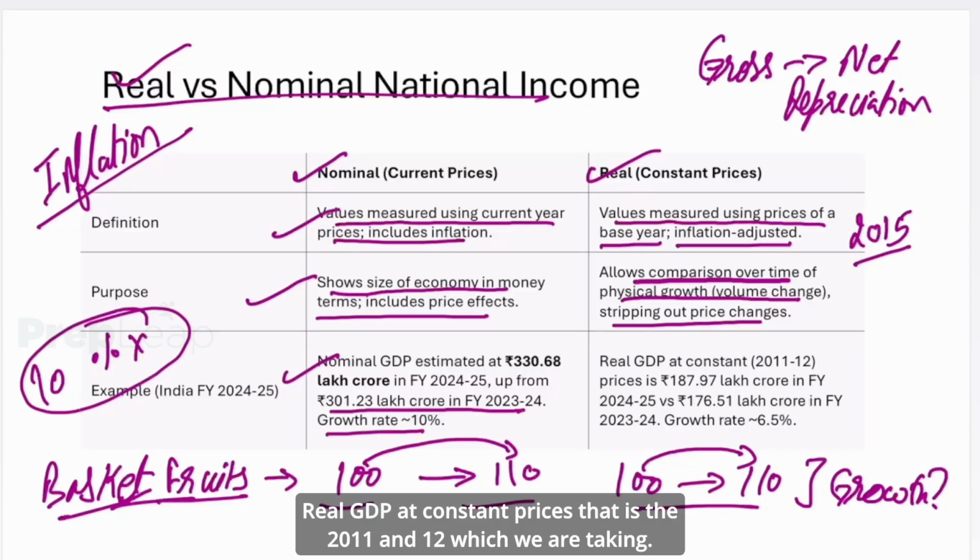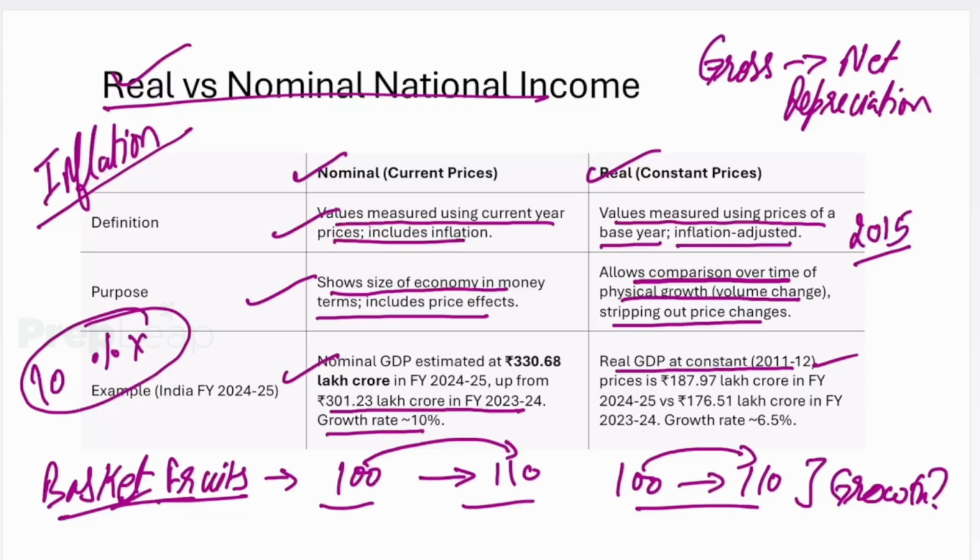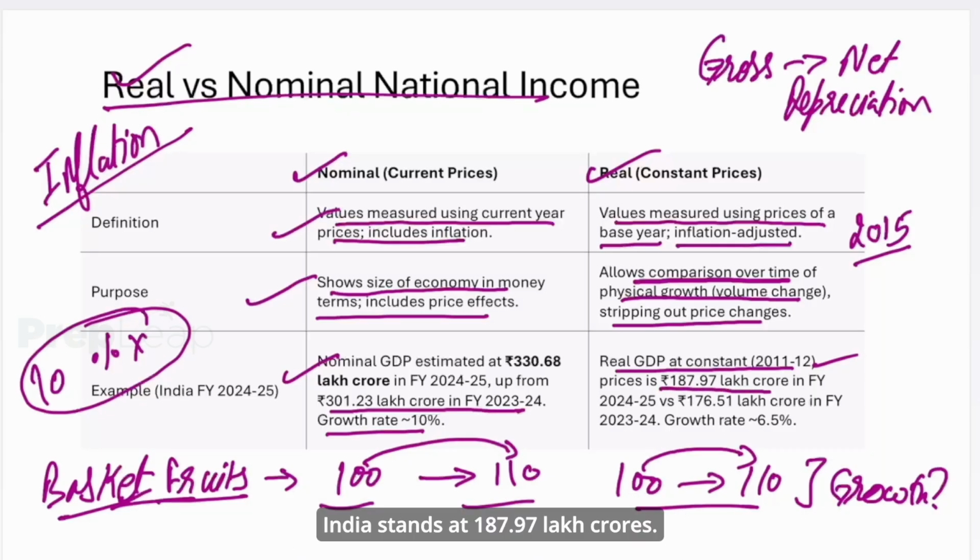Real GDP at constant prices, that is with 2011-12 as the base year, India stands at 187.6.97 lakh crores.